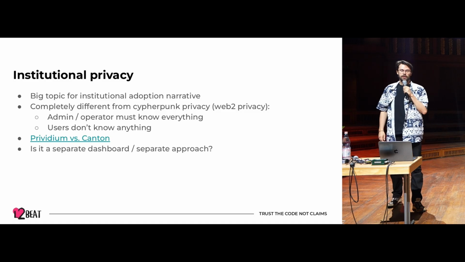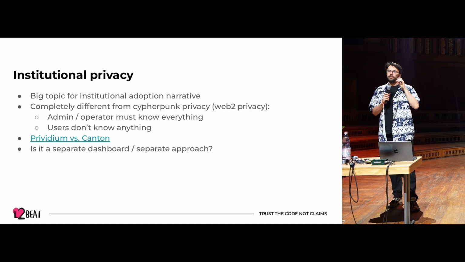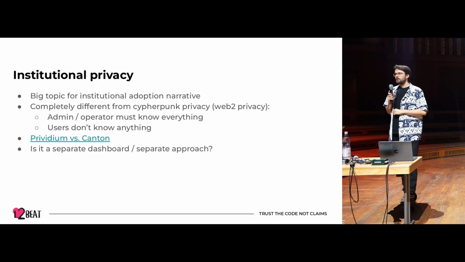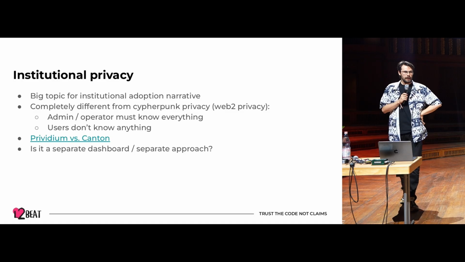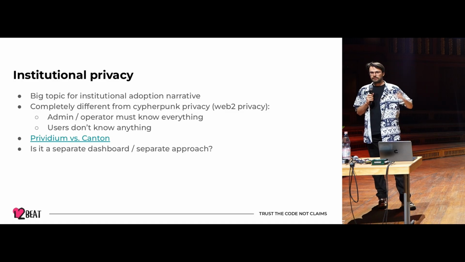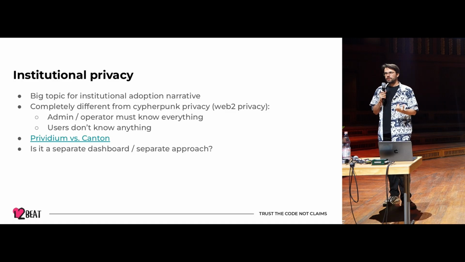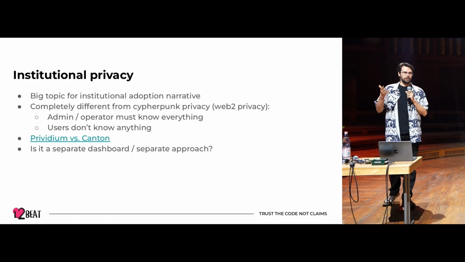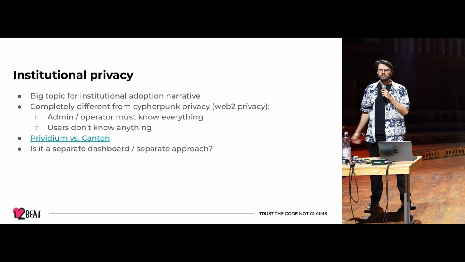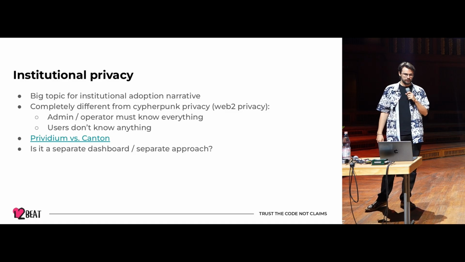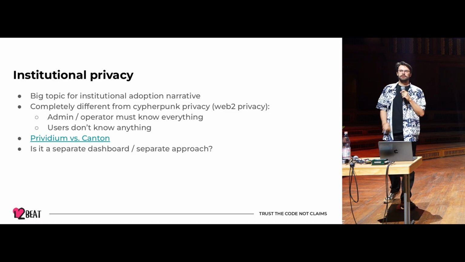The next question we had a look at is institutional privacy. Now, this is very important in regards to this effort of bringing institutional money on chain. And this is very much different from the cypherpunk type of privacy that I was talking about before. This actually works a bit more like Web2 privacy, where there is some admin or operator, this institution that wants to know everything or close to everything. They have some legal requirements for this. And then the user should not be able to see from the outside the actions of other users.